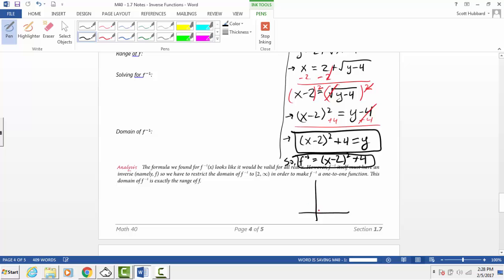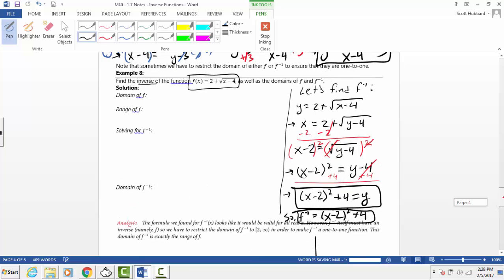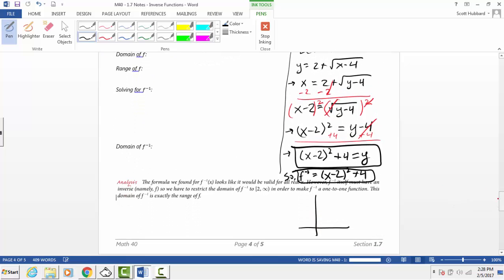It's a square root, which looks like this. It's going to be moved. So was it plus 4, minus 4? Okay, so it's going to move 4 units to the right: 1, 2, 3, 4. And it's going to be plus 2, so up 2. So it's going to look like this. Okay, and so that's the original graph. Wow, Microsoft Word doesn't like me. So that's f of x equals 2 plus the square root of x minus 4.